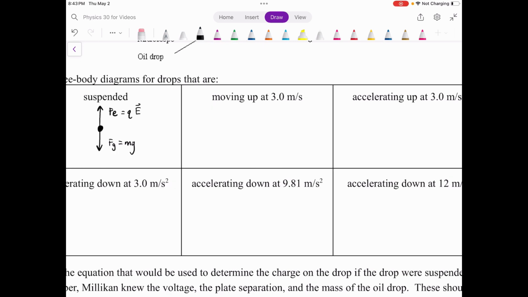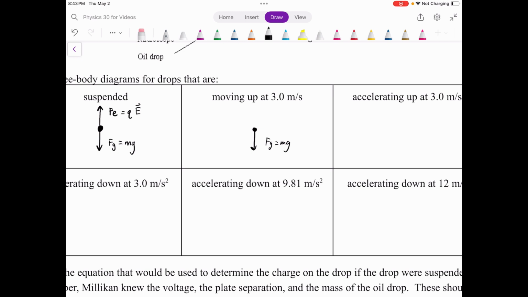All right, next one, moving up at 3 meters per second. Be very careful. Most common student mistake here is to say Fg equals mg, and they say, okay, it's moving up, so the force up must be bigger. Now, would that be moving upwards at a constant speed of 3 meters per second? Nope, right? This would be accelerating upwards. It would be getting faster and faster and faster. It wouldn't be moving up at a constant speed, right? We know that from physics 20.